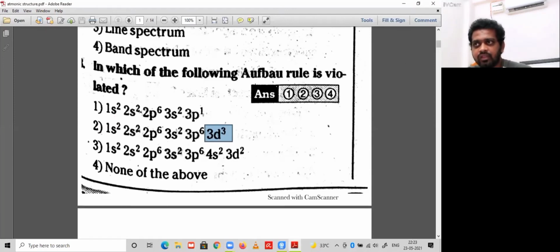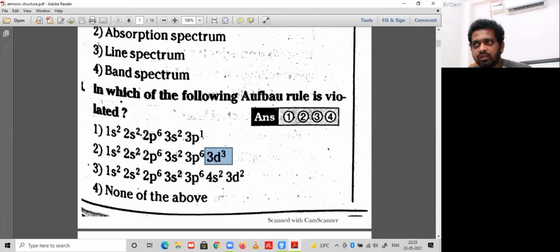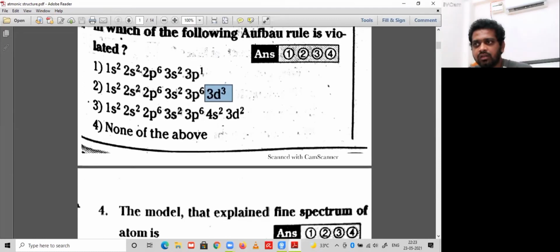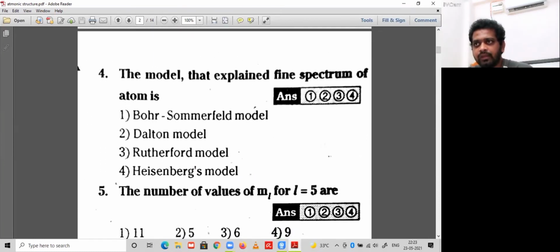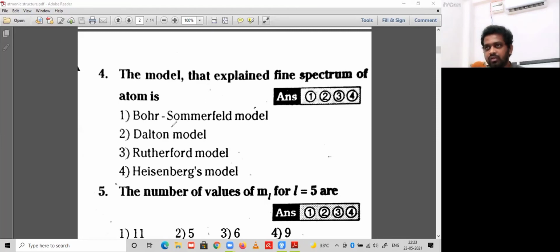Next question, number 4. The model that explained the fine spectra of atoms. The fine spectra of atoms was explained by the Bohr-Sommerfeld model. Option 4 is the correct option.